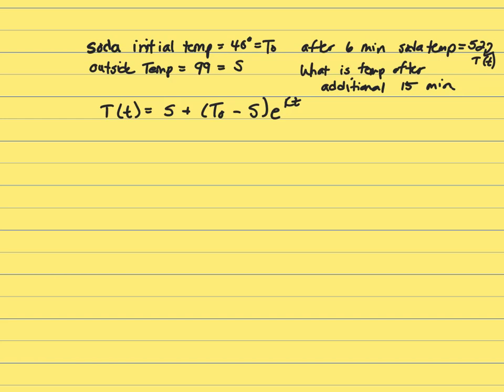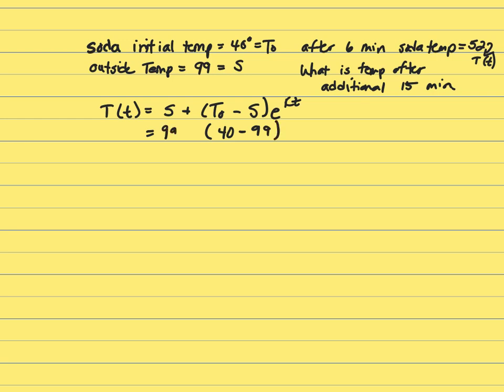All right, we're trying to figure out what is the temp of the soda after an additional 15 minutes. I've written the formula here. This T of T is the temperature of the soda, not the initial temperature of the soda, because the initial temperature of the soda is T sub 0. In this case, that's 40 degrees. And S is the surrounding temperature, it's 99.